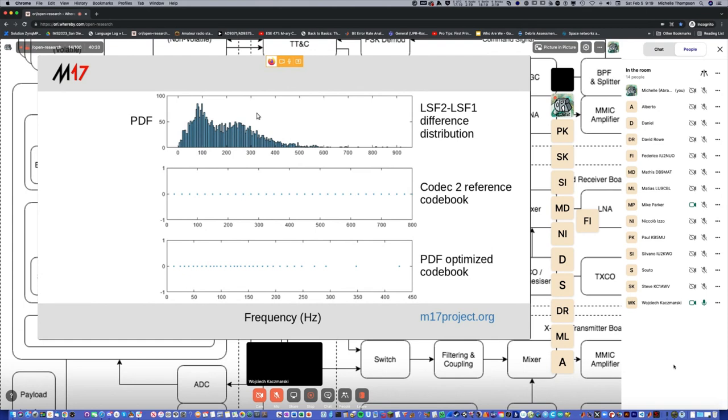So to effectively encode all this information, you can use the fact that some values have more probability of appearance than others. You can see that values above 500 Hz have very low probability of appearance. So it's pretty much a waste of bits to have all of these codebook entries. It's better to have fewer codebook entries here and focus on this part, which has a really good chance of appearance.